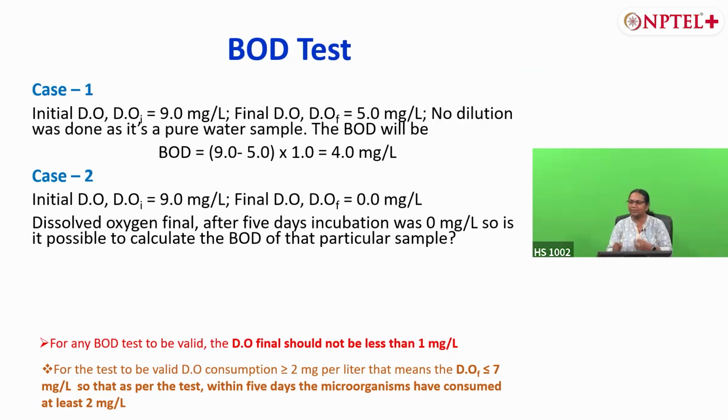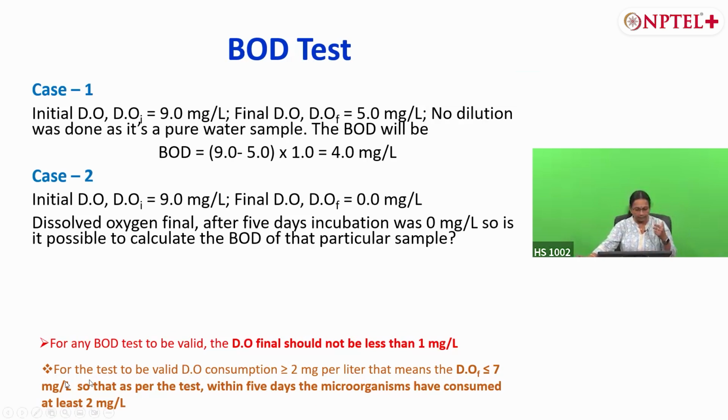It should not be less than 1. Why are we putting the condition that it should not be less than 1 after 5 days? Because we don't know whether the microorganisms are getting enough oxygen for the degradation. 0 means it might have been reached at 2 days, 3 days or 4 days. We don't know when all the oxygen was depleted. That means sufficient oxygen was not there for the organic matter to be oxidized by the microorganisms. So that's why there is a condition that the final DO should not be less than 1 milligram per liter. Otherwise you will not be getting the correct result.